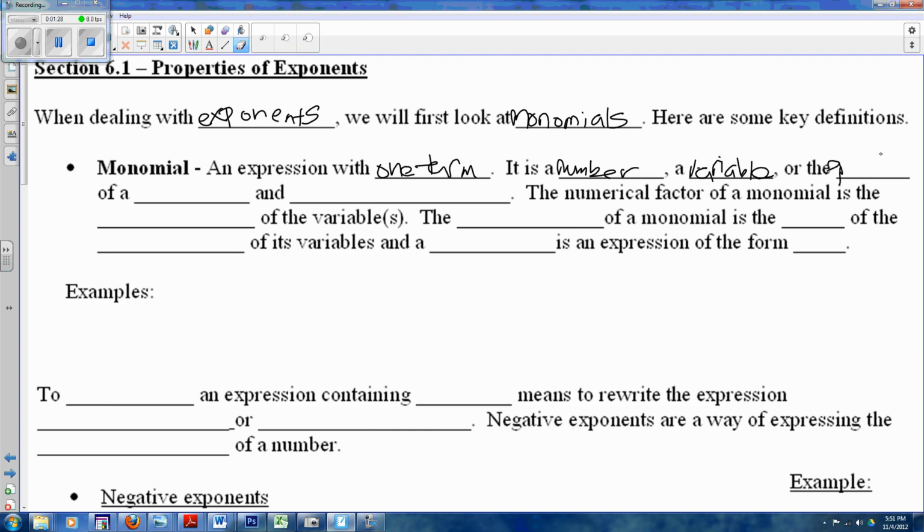Oops, that's really not good. Sorry, my writing is terrible with this thing. So the product of a number and a variable.